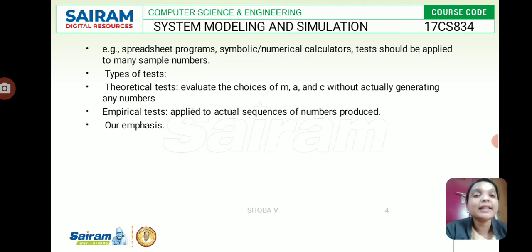Now we will see the theoretical test. In the theoretical test, we are not going to use any numbers except these parameters. We are going to evaluate the choices of the selected parameters. And in the empirical test, we use the actual sequence of numbers that is produced.